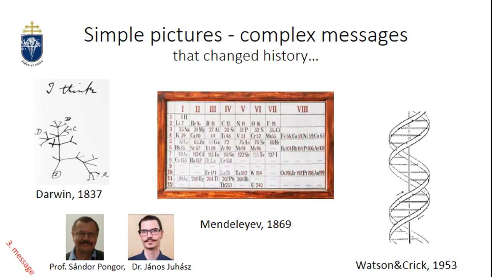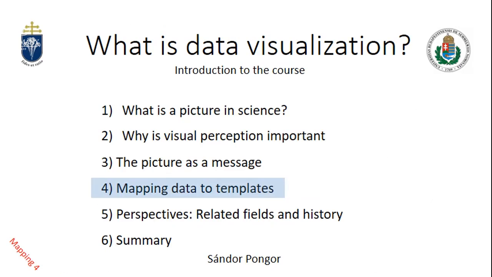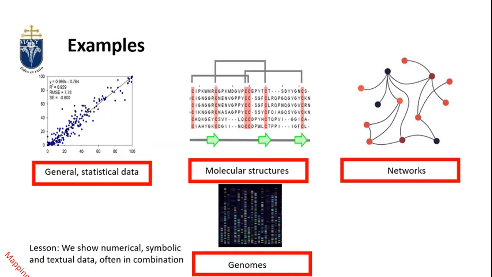This is of course true to some extent. But at the same time they clearly show that visual messages are far more important than many of us think. Now we turn to the fourth subject of our lecture, mapping data to templates. First, let's see the four major groups again. General statistical data, molecular structure, networks and genomes.